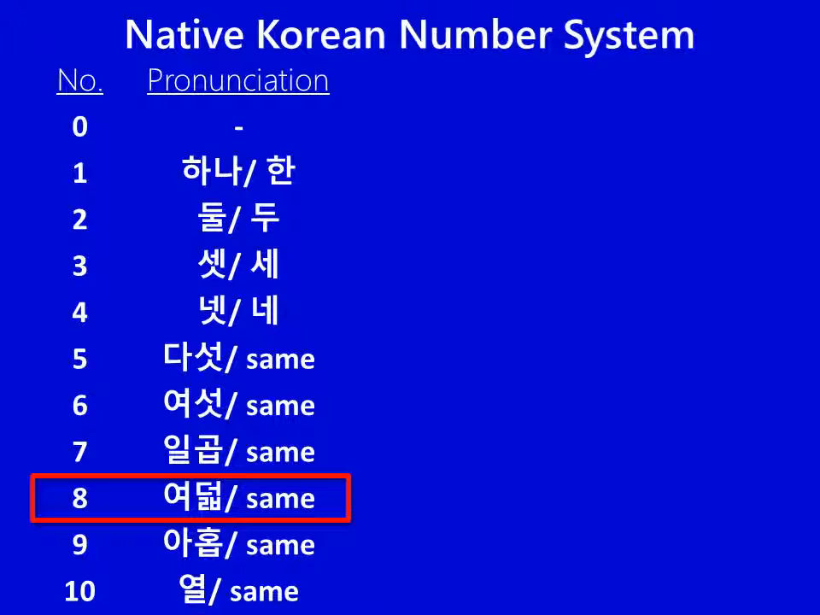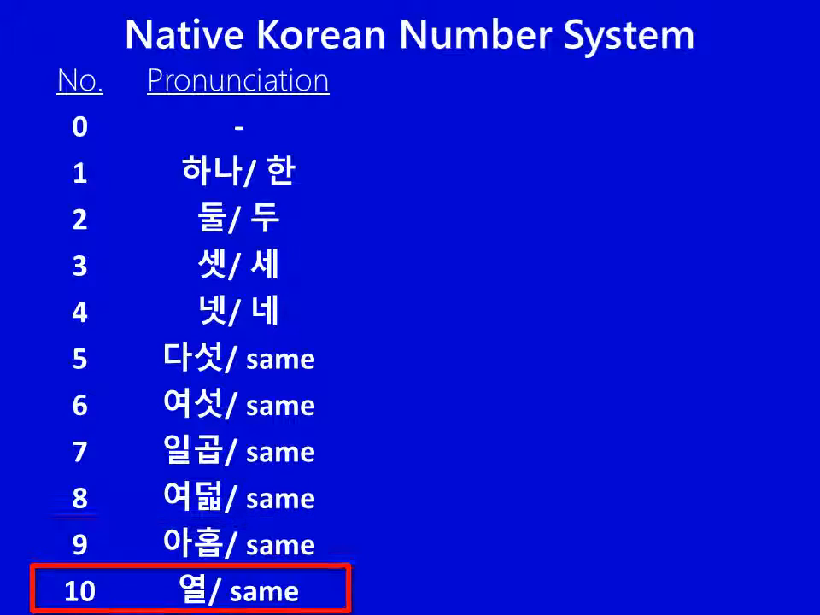You pronounce the first one, you ignore the B. So it becomes 여덟. Okay, 여덟 and 여덟 개. 아홉, 아홉 개. 열, 열 개. Okay?